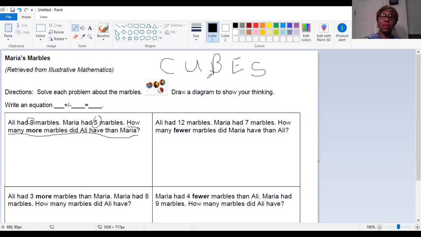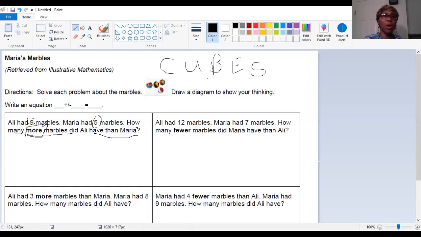We're going to box words, those words. Here's a word, more. That is very important. They want to know how many more marbles did Ollie have than Maria. And we can evaluate, how are we going to solve this? What is it we need to know? We need to know how many more marbles Ollie had than Maria in order to solve this problem. All right, let's get to it.